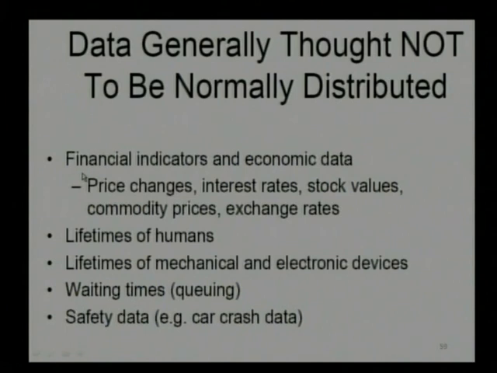Now financial indicators and economic data will not follow normal distribution. Usually price changes, interest rates, stock values, commodity prices and exchange rates do not follow normal distribution. Similarly, lifetime of humans, lifetime of mechanical or electric devices, waiting times in queuing and safety data, for example car crash data, will not follow normal distribution. Now let us have some activities.